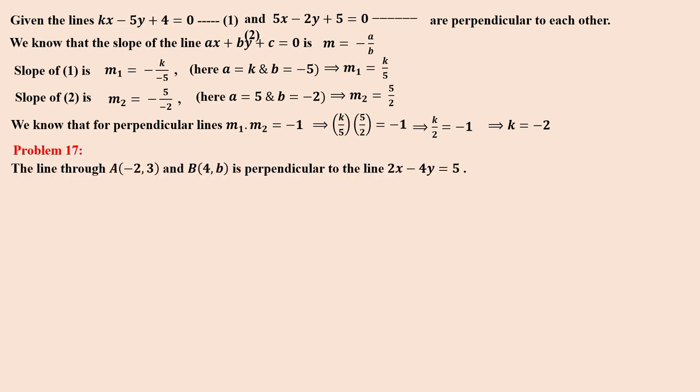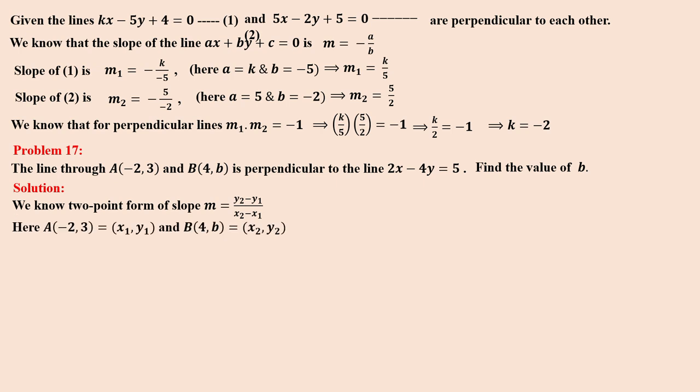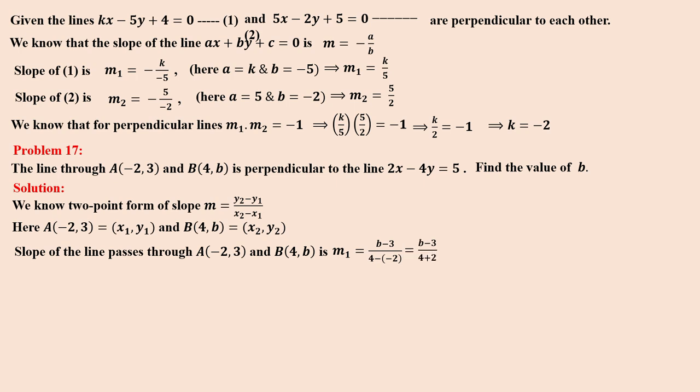Next problem. The line through A(-2, 3) and B(4, b) is perpendicular to the line 2x - 4y = 5. Find the value of b. So we know the two-point form of the slope. The slope of the line passing through the points (x1, y1) and (x2, y2) is given by m = (y2 - y1) / (x2 - x1). Here (x1, y1) = (-2, 3) and (x2, y2) = (4, b). So the slope of the line passing through the points A, B is m1 = (b - 3) / (4 + 2), that is (b - 3) by 6.